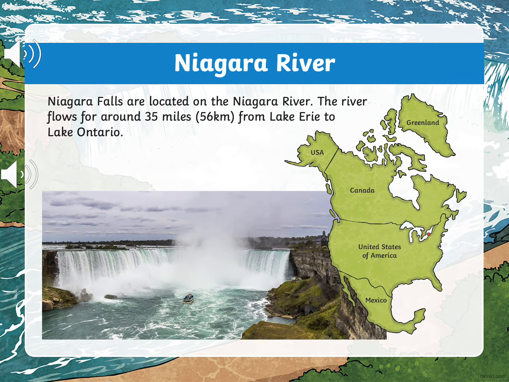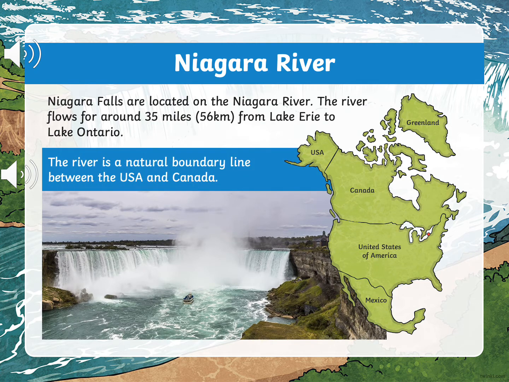Niagara Falls are located on the Niagara River. The river flows for around 35 miles or 56 kilometers from Lake Erie to Lake Ontario. The river is a natural boundary line between the USA and Canada.